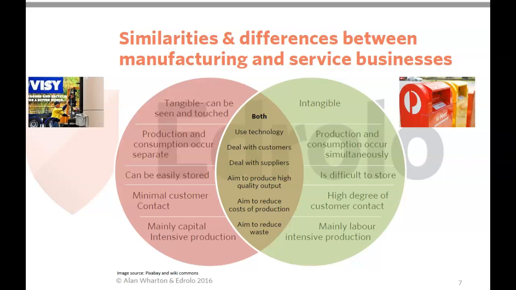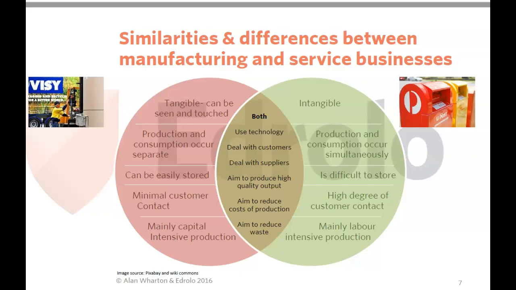So looking at the similarity, what do manufacturing organisations and service organisations have in common? So what are the similarities? The differences are easy, but what are the similarities? I know they both run operations systems, so they both have inputs, they both have processes, they both have outputs, but what else is there?